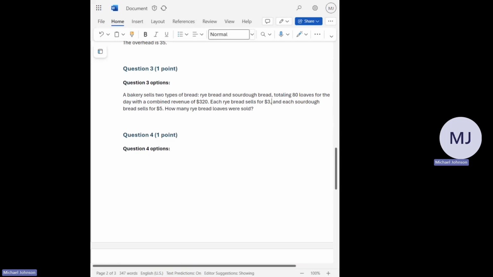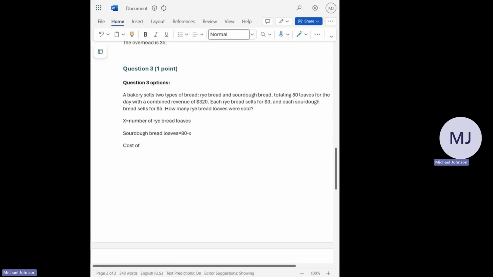And then question 3, a bakery sells 2 types of bread, rye bread and sourdough bread, totaling 80 loaves for the day with a combined revenue of $320. Each rye bread sells for $3 and each sourdough bread sells for $5. How many rye bread loaves were sold? To do this, x equals number of rye bread loaves. Sourdough bread loaves equals 80 minus x.